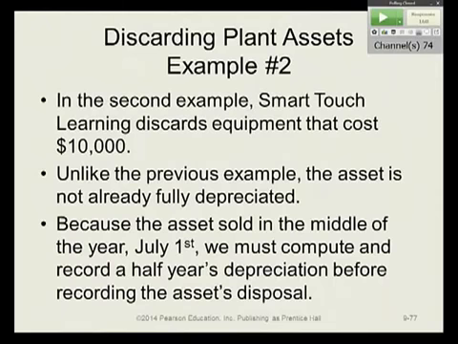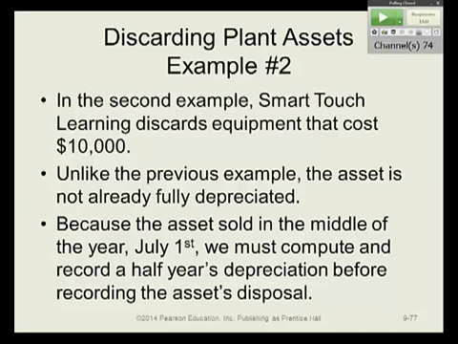Here's the next example. Same asset. But unlike the previous case, it's not fully depreciated. And we're going to sell the asset on July 1. So the problem we're going to face this time, and I'm just going to put some dates up here, and probably this is a very common scenario.